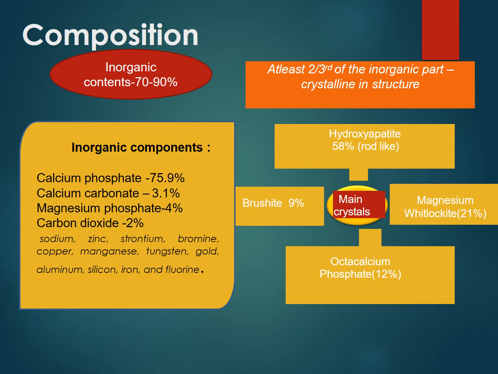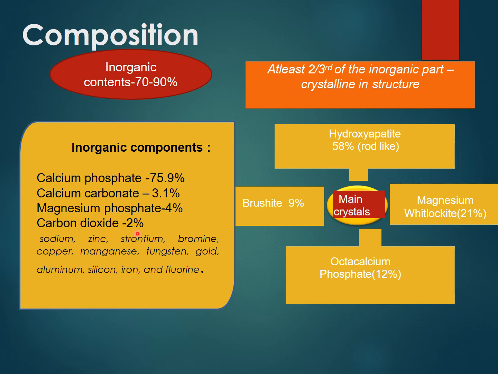So coming to the composition of dental calculus, there are inorganic components and organic components. 70 to 90 percent of dental calculus is inorganic, and these inorganic components are calcium phosphate, calcium carbonate, magnesium phosphate, and carbon dioxide. These are the main elements, and trace elements of sodium, zinc, strontium, bromine, copper, manganese, etc. can be seen. The main components are calcium phosphate at 75.9 percent, calcium carbonate 3.1 percent, magnesium phosphate 4 percent, and carbon dioxide 2 percent.